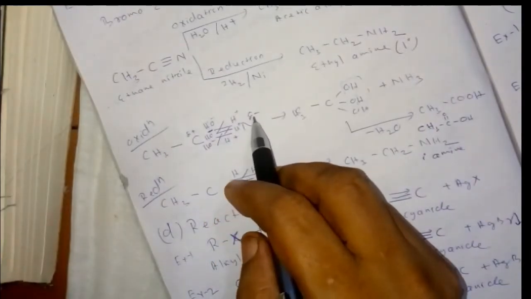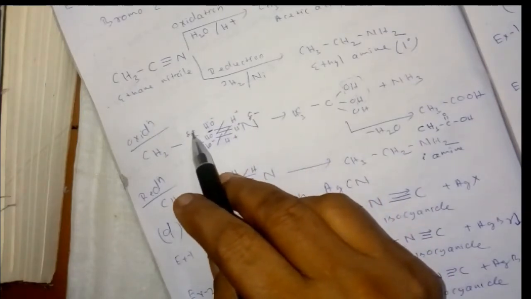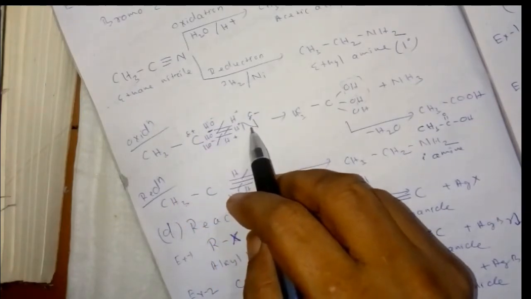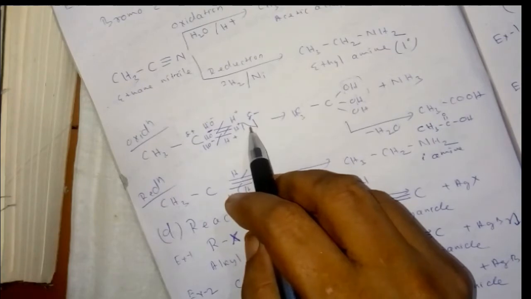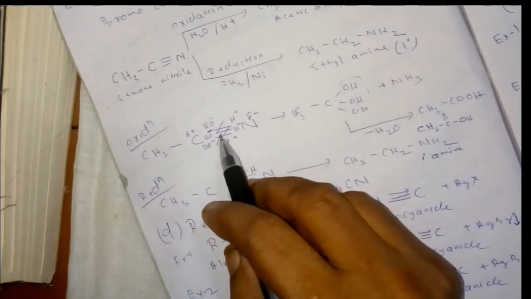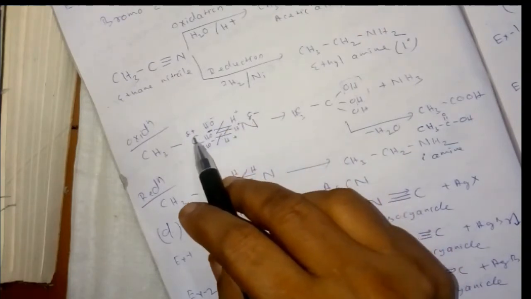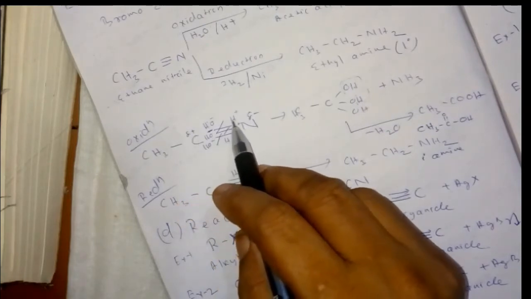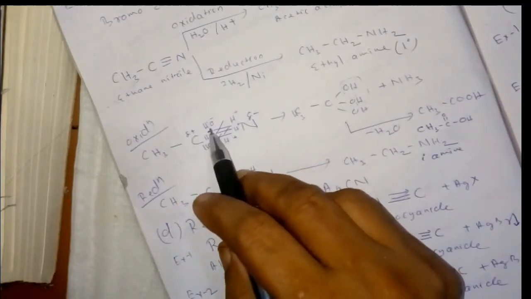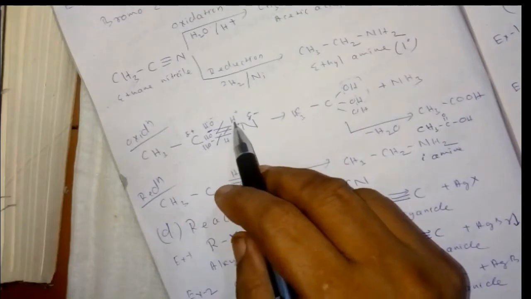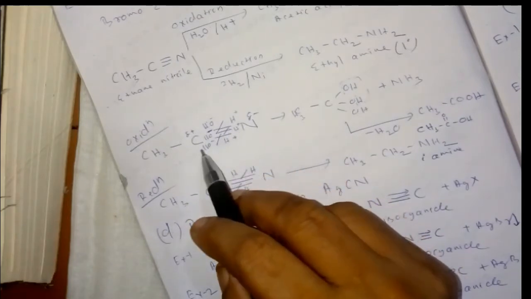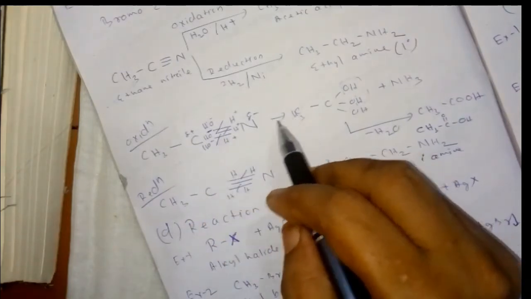N is delta minus and carbon is delta plus, because nitrogen is more electronegative than carbon. So the positive ion will go to the electronegative atom and the negative ion will go to the delta plus atom. So H plus will go to nitrogen and OH minus will go to carbon. It will give CH3C with 3 OH attached to carbon, and ammonia.